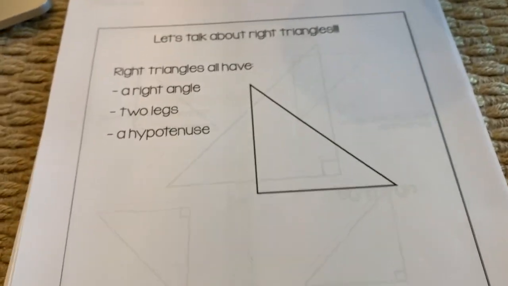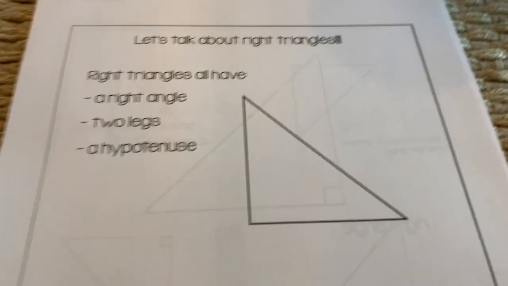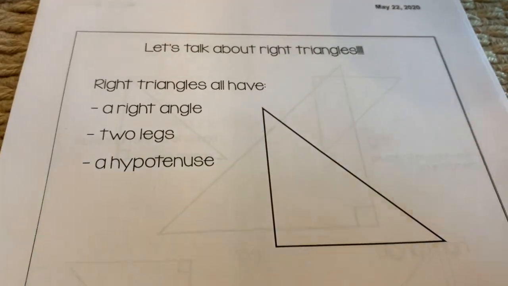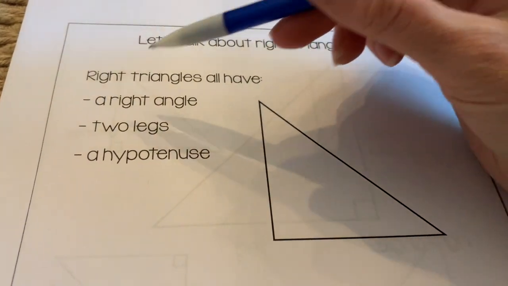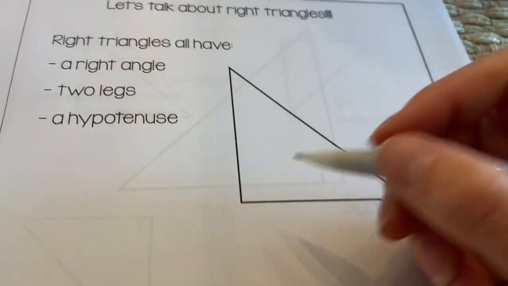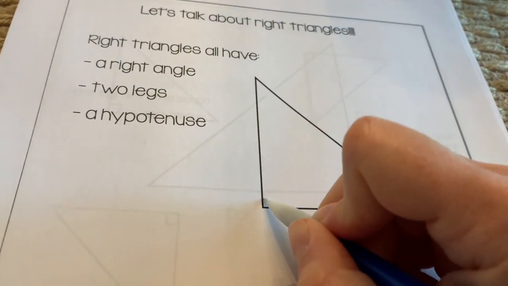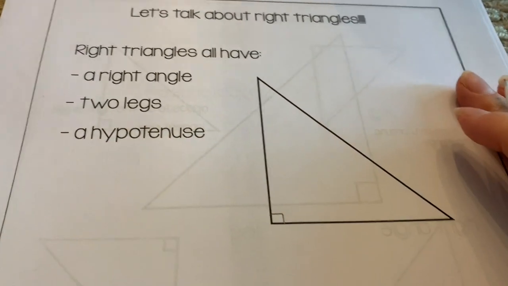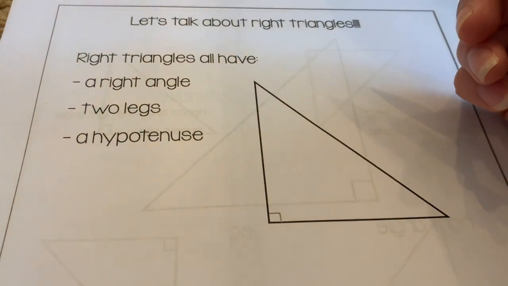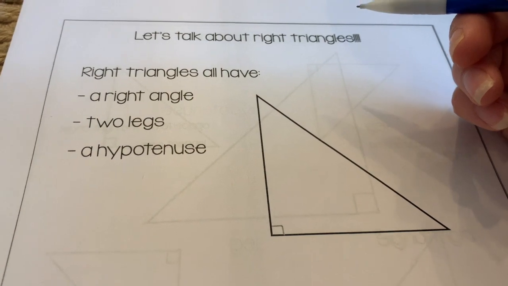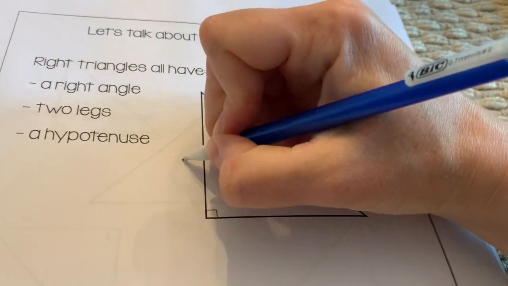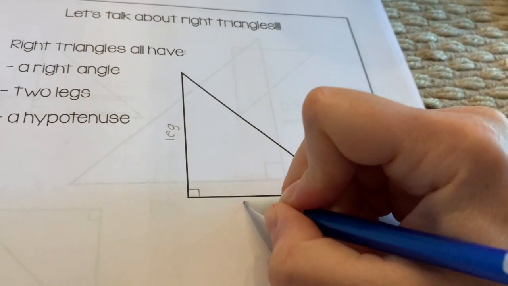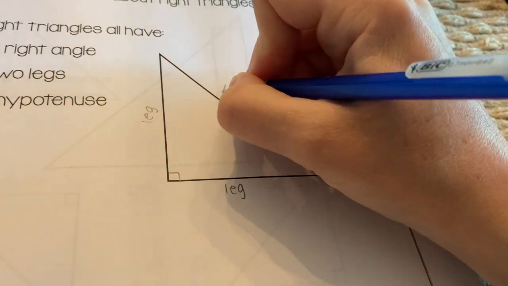Let's talk a little bit about right triangles before we go into the Pythagorean theorem. We have talked about this before, but again, it's just a review so that we're really ready to go. Right triangles all have a right angle. That's here, and it's represented by a little box such as this. They have what are called two legs and then a hypotenuse. Okay, so this is a leg, this is a leg, and this is a hypotenuse.